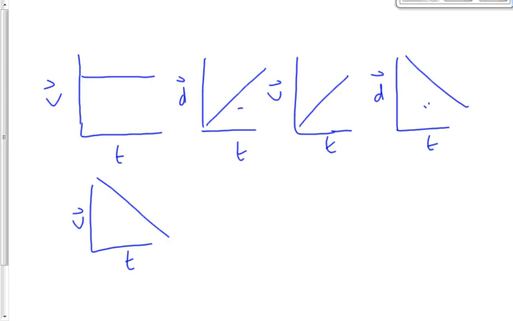Velocity is changing, right? You can see at every given moment in time, the velocity is different. Specifically, the velocity is decreasing. It's a deceleration, right? Or we could say a constant negative acceleration. Let's go one or two more here. Let's go with a v versus t graph that looks like this.